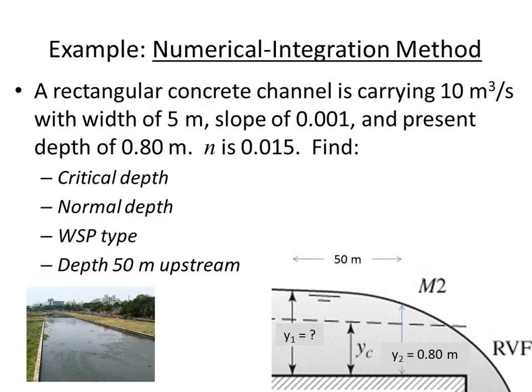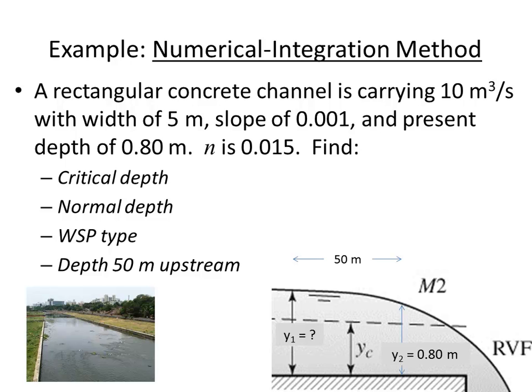So normal is above critical. That means we have M, and we're in zone 2. So this is an M2 profile. An M2 profile is caused by flow over an edge, like is depicted on the screen there. I guess that was a bit of a giveaway, me providing that diagram, but we've got an M2 profile. But that's how and why we got it's an M2 profile.